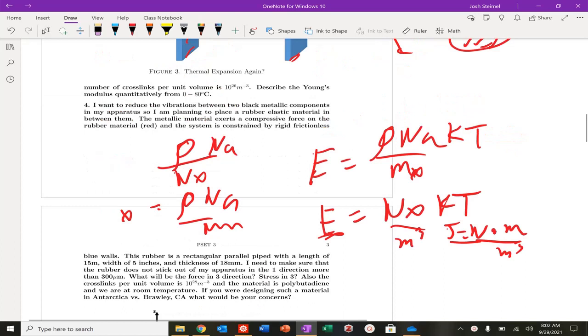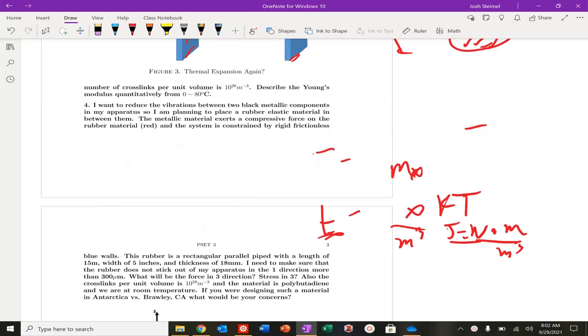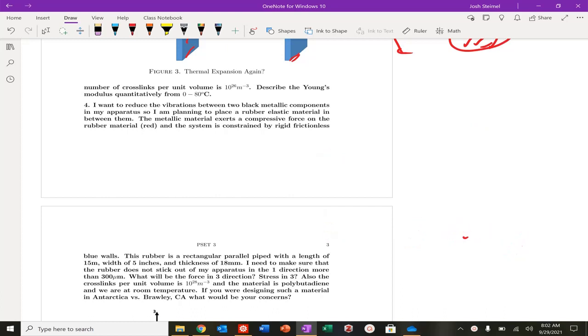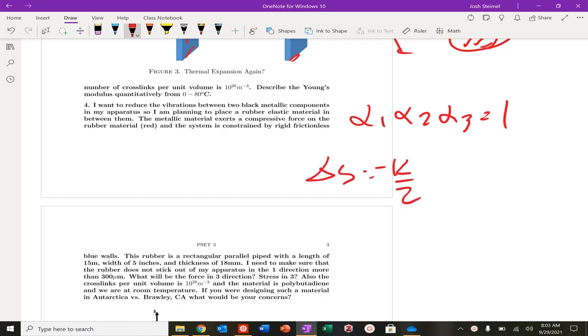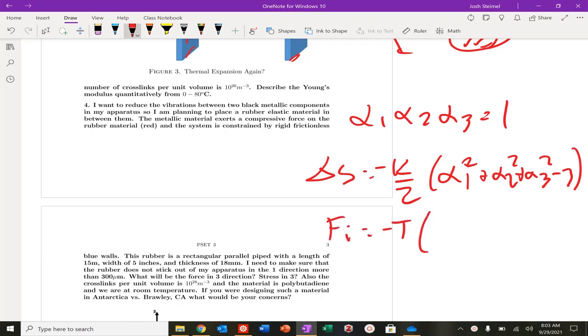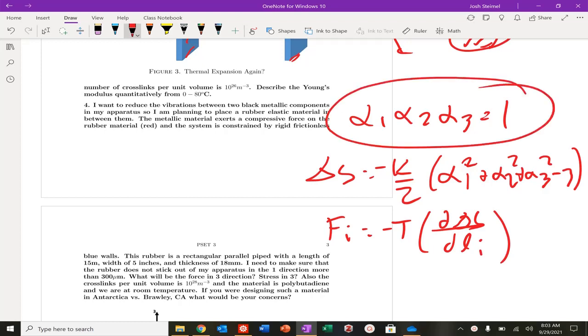We're back and let's get into problem 4, which I really like. So this is a rubber elasticity problem. So we can no longer use our traditional framework. We really need to use our rubber elasticity equation. So we need to make sure that alpha 1, alpha 2, alpha 3 is equal to 1. And we also need to make sure that my delta S is equal to minus k over 2 times alpha 1 squared plus alpha 2 squared plus alpha 3 squared minus 3. And then my force in any direction i is going to be minus T times the derivative of delta S with respect to Li. That's it. So we need to use this expression. We need to use this incompressibility expression as well.